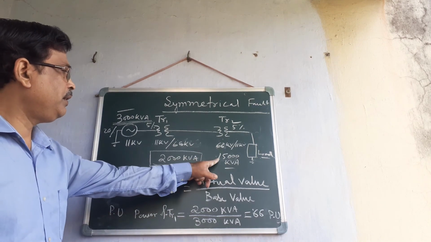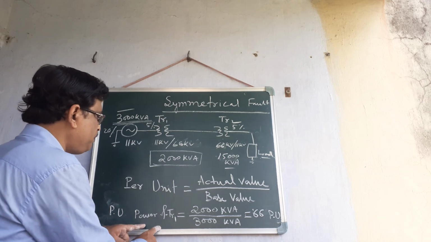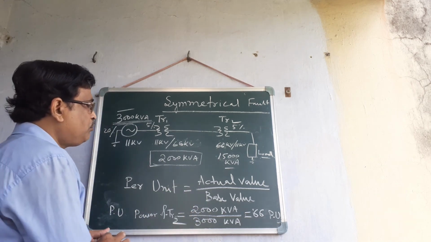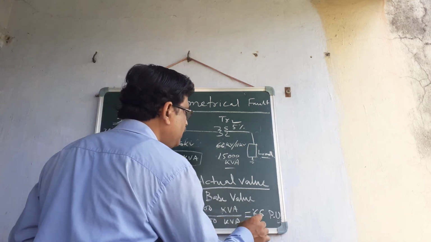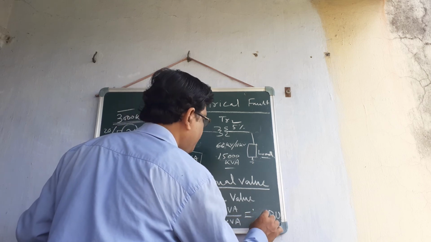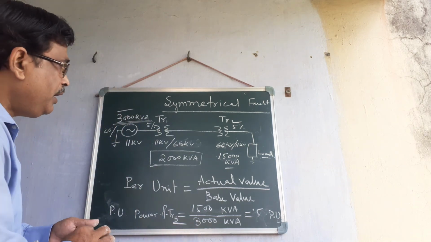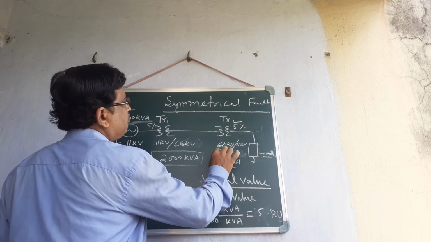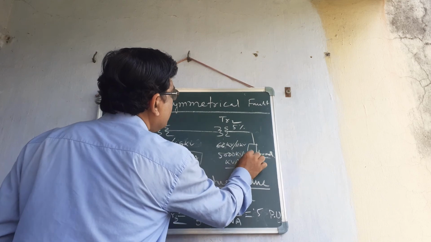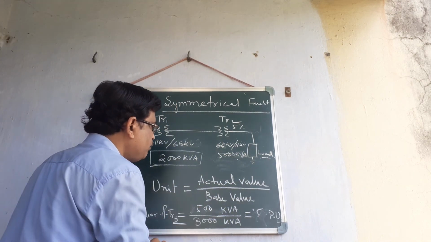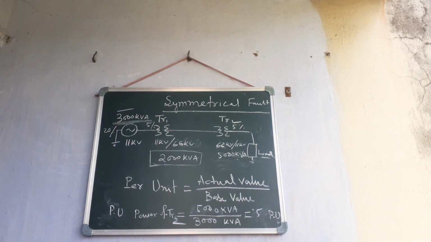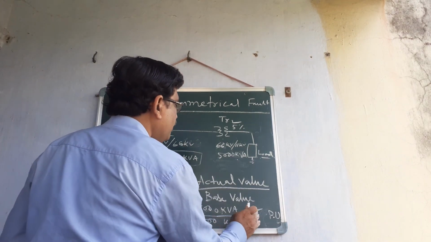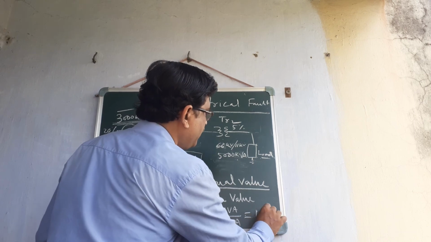If here it is 1500 kVA, then the per unit power of transformer 2, what will that be? It will be 1500 kVA by 3000 kVA. That means it is equal to 1/2, so it will be 0.5 per unit. Suppose it is 5000 kVA, assume it, then what will happen? It will be 5000 by 3000, 1.66 per unit.